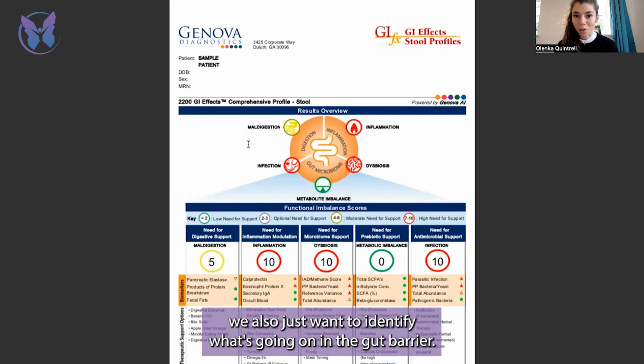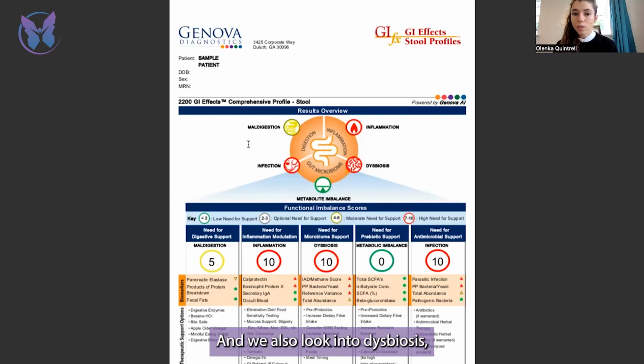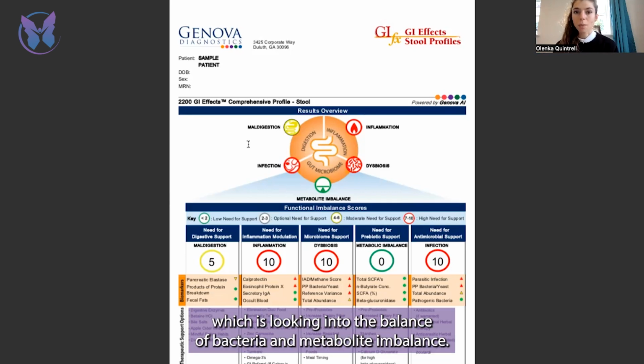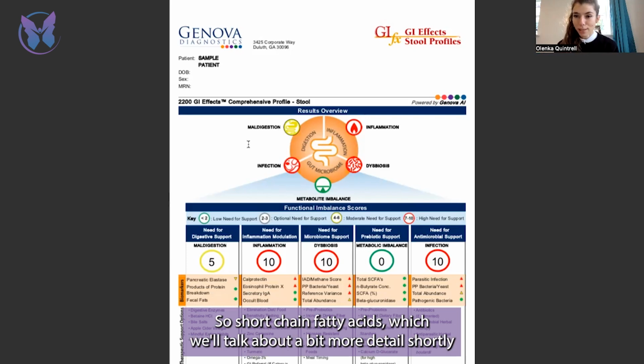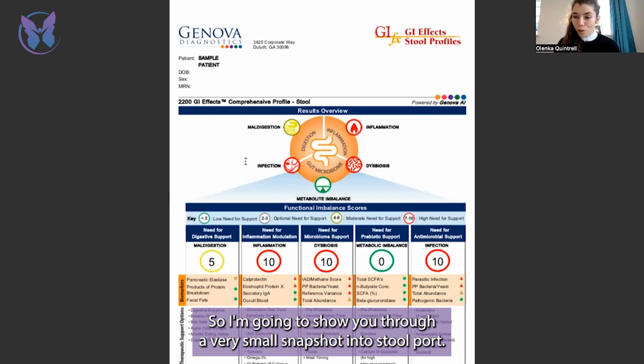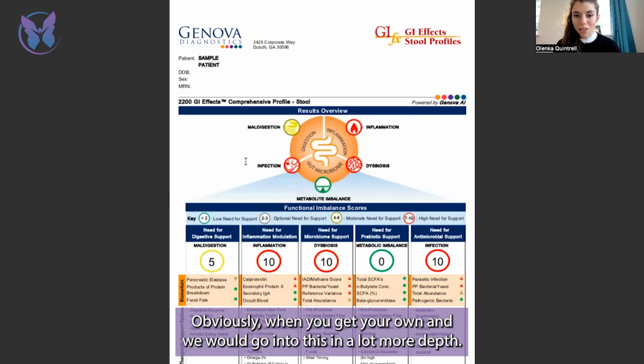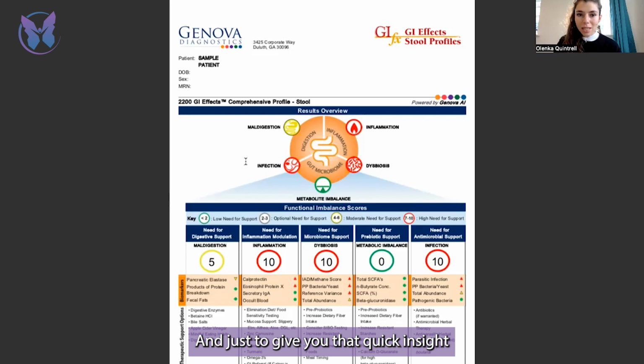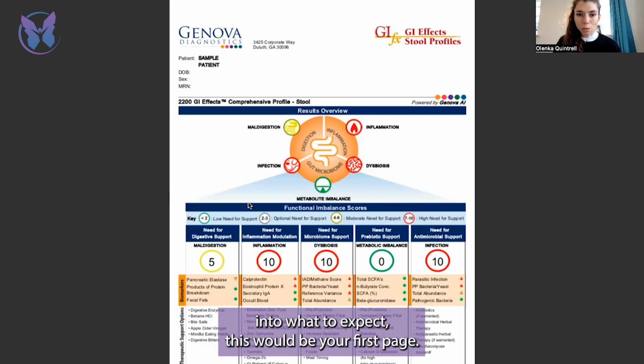We also look into dysbiosis, which is looking into the balance of bacteria, metabolite imbalance, so short-chain fatty acids, which we'll talk about in a bit more detail shortly, and then infection. So is there a parasite? Is there yeast, etc. So I'm going to show you through, it's a very snapshot view into the stool report. Obviously, when you get your own, we would go into this in a lot more depth. But just to give you that quick insight into what to expect, this would be your first page.